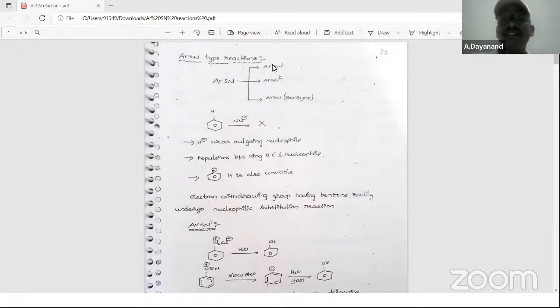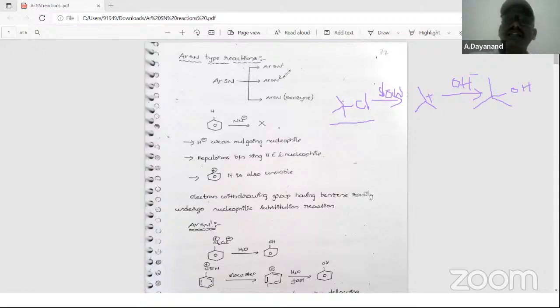What happens in unimolecular nucleophilic substitution? If we take tertiary butyl chloride, it is converted into a cation, the tertiary butyl cation. This is a slow step. Formation of the cation is the slow step. It is called unimolecular because the rate of the reaction depends only on the alkyl halide. This cation is then attacked by OH minus, which is fast. Therefore, the rate of reaction does not depend upon the OH minus concentration in the SN1 reaction.